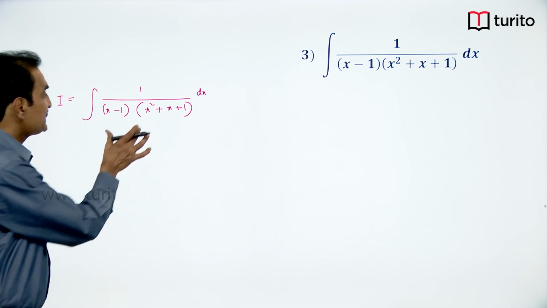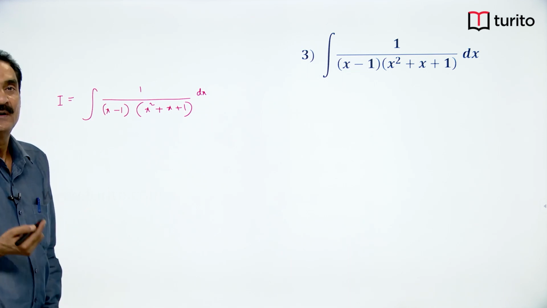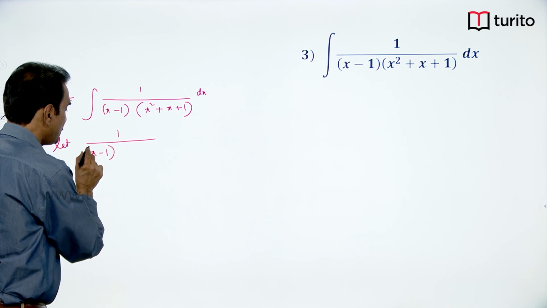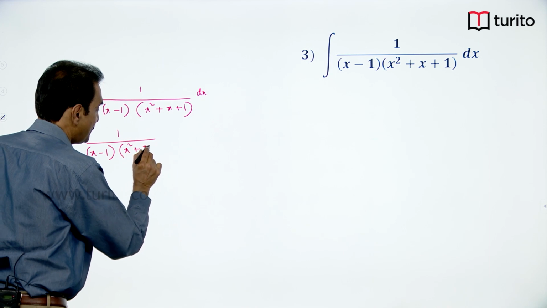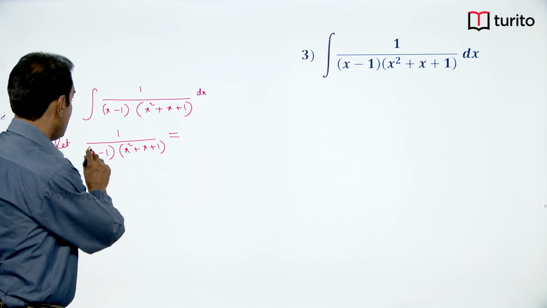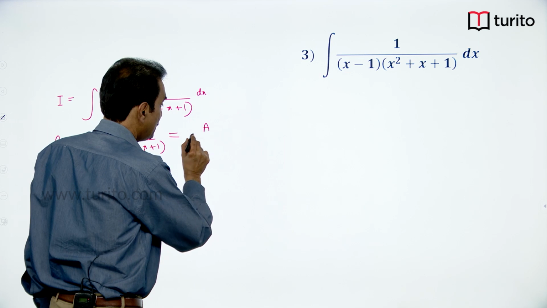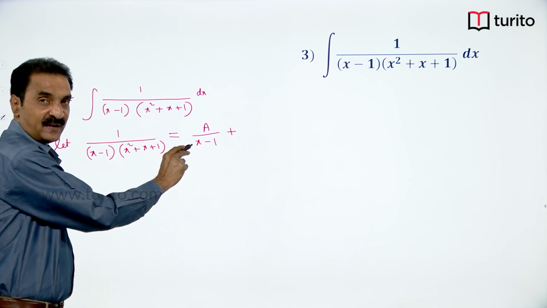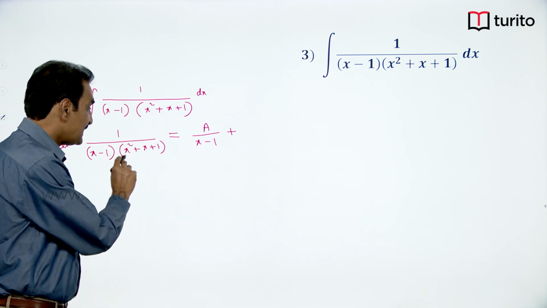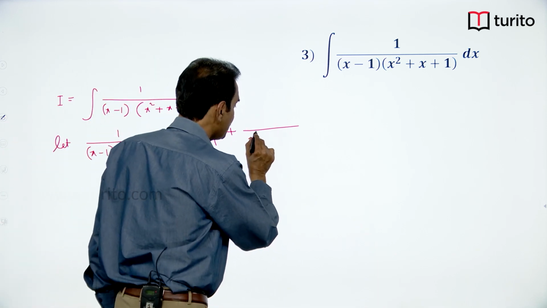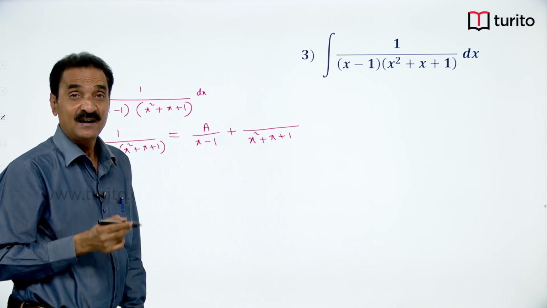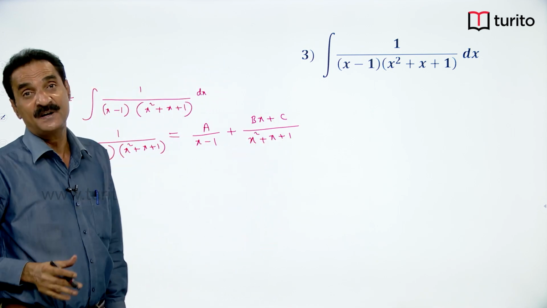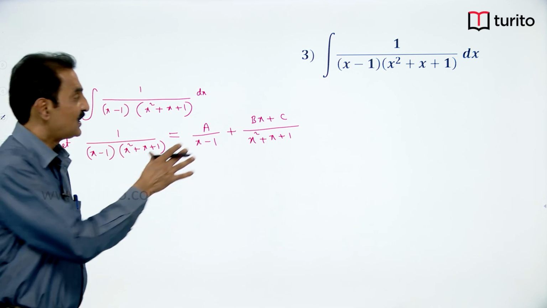Now, how to integrate? This cannot be factorized further because the discriminant is negative. In this case, we will take the partial fractions as: let the given integrand 1 by x minus 1 into x square plus x plus 1 be equal to a by x minus 1 plus, this is quadratic. When it is linear like x minus 1, we take the numerator as constant a. When the denominator is quadratic, we have to take the numerator as a first degree term in x, so bx plus c. This is the method of taking partial fractions.